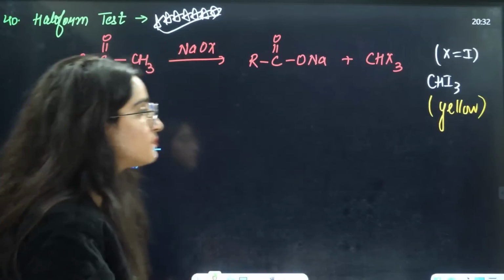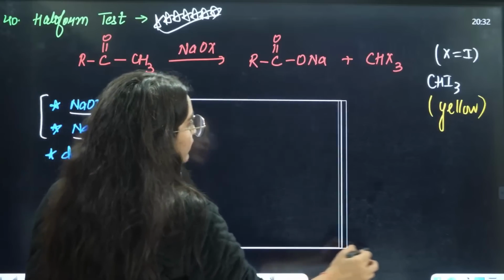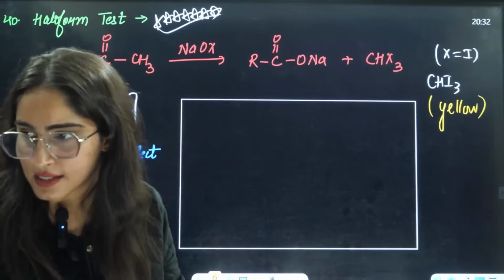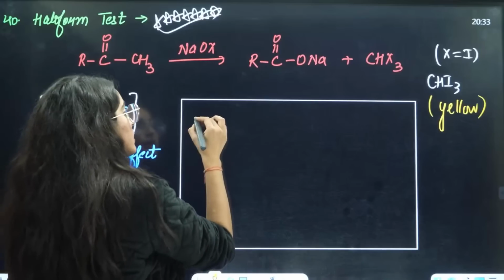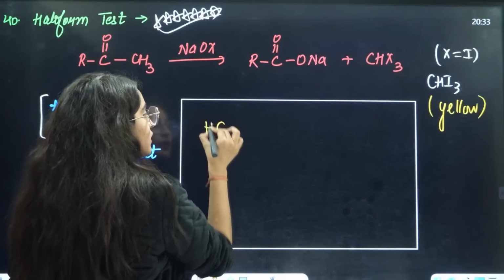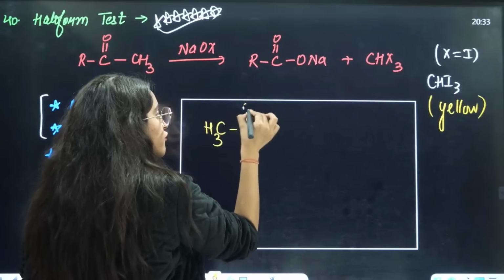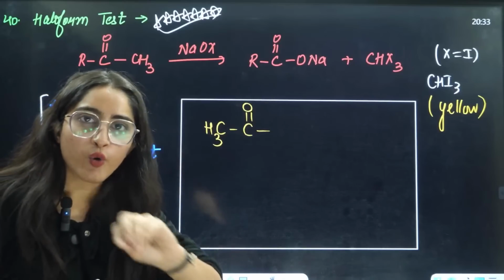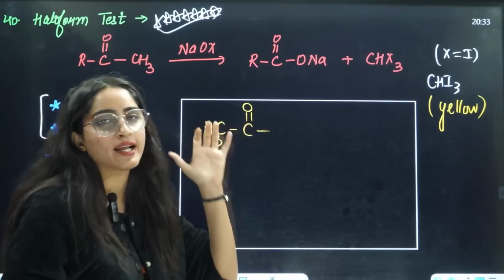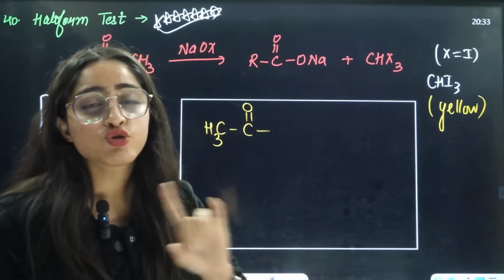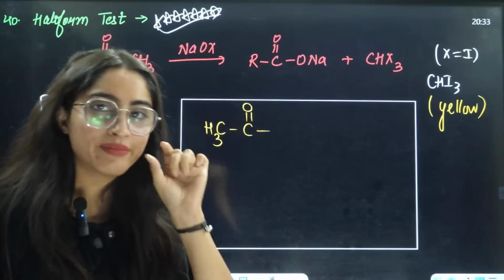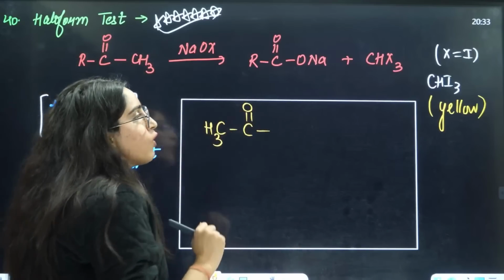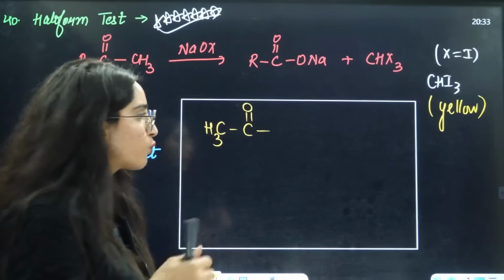That is important. Now, what are the reactants that will show this test? Mark this very, very important. Firstly, any aldehyde or ketone, if it has CH3 directly attached to the carbonyl carbon, then it is going to show the iodoform test. You need to identify this group. Now, ma'am, what about alcohols? What kind of alcohols?